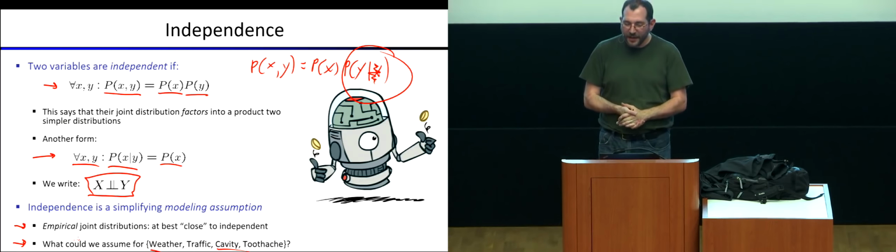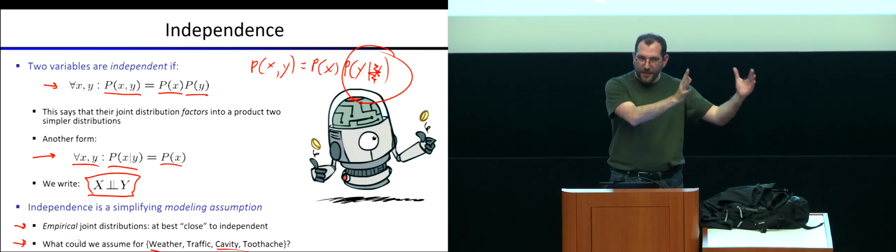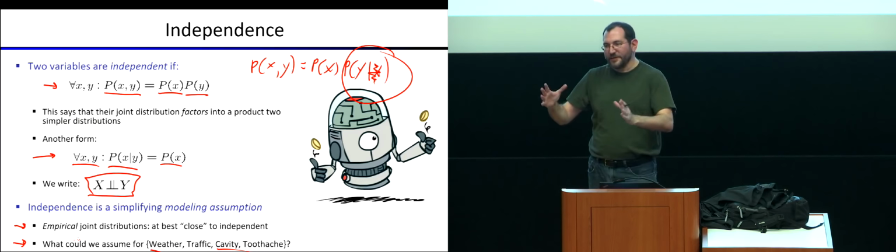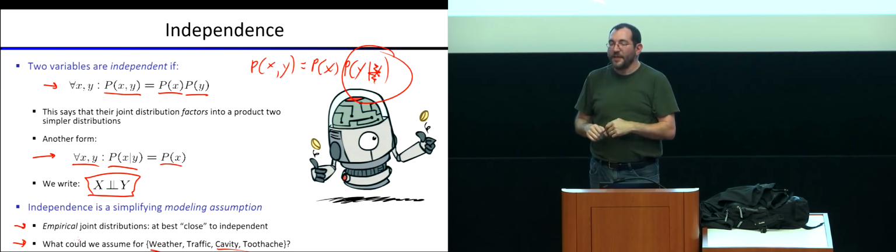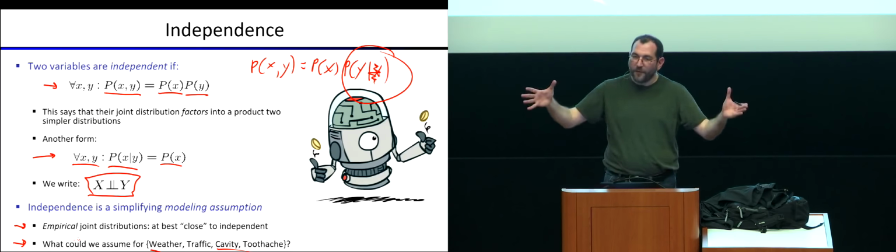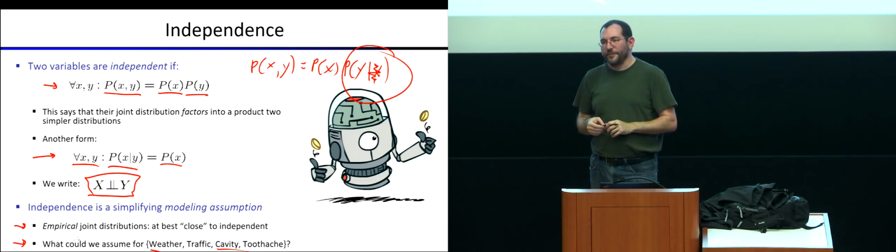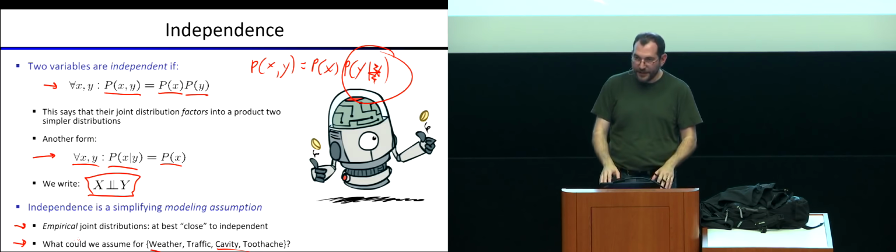And so I might say that the variables weather and traffic, although they interact together, may be governed by one distribution. Cavity and toothache are governed by another distribution, and there maybe don't need to be any interaction terms. So if I want to have the probability over all 4, I can write that as the product of the probability of the 2 pairs. Okay? That's the idea behind independence.